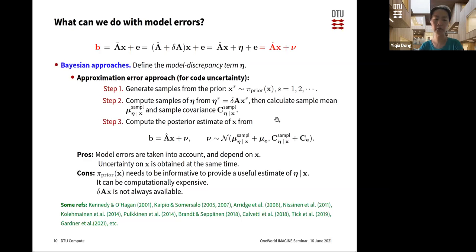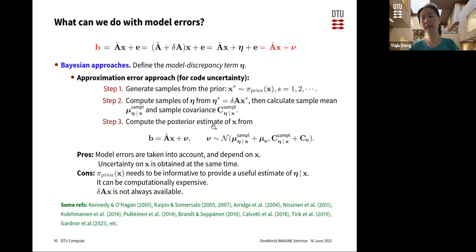The idea of AEA is that we assume we have a prior. We know the prior distribution of x, so we can draw samples of x. If we know delta A, then according to the samples of x, we can calculate samples of eta. If we assume eta follows a Gaussian distribution, which is very normal, then we can use the sample mean and the sample covariance to approximate the distribution of eta.